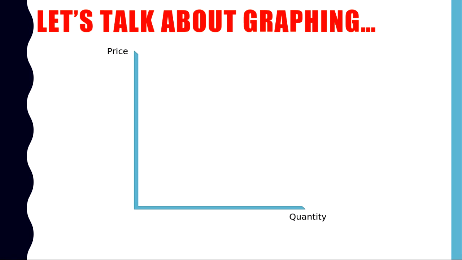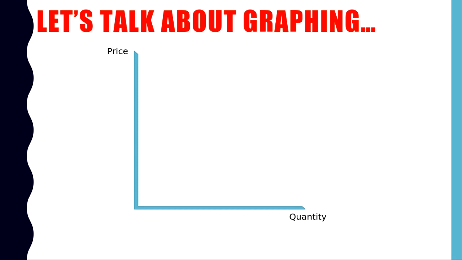You will always have price on your vertical axis and you will always have quantity on your horizontal axis. Do not mix those up. That is one of the basic things you've got to start with. I do find it's a little bit easier to talk quickly through supply and demand separately.